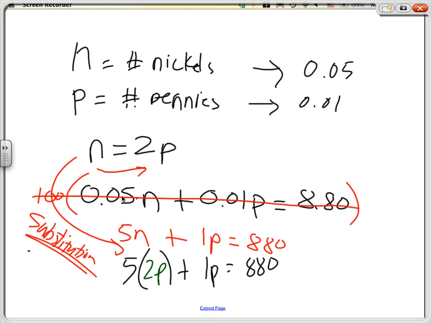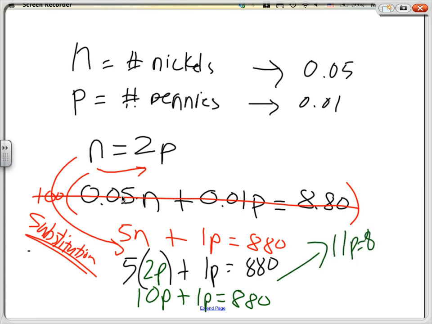What is 5 times 2p? 10p. So it's going to be 10p plus 1p equals 880, and we know very well that 10p plus 1p is 11p. So I'm just going to write it over here: 11p equals 880. Divide by 11 on both sides. P is 80.